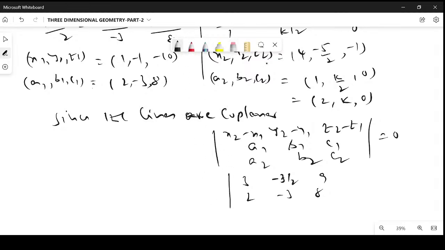Sorry, I made a mistake. I observed now that somewhere k should be there, so I have changed it like that. So 2, minus 3, 8. Then I have taken 2, k, 0, which is equal to 0. I should expand and find the value of k.